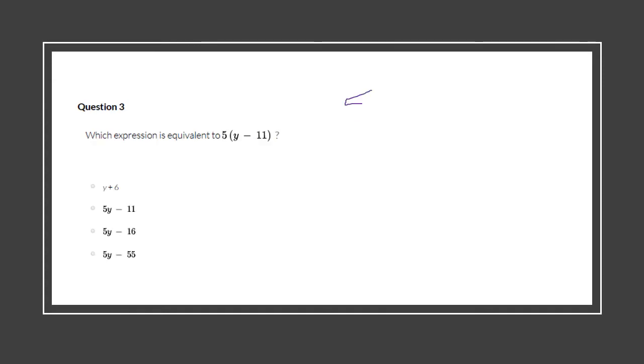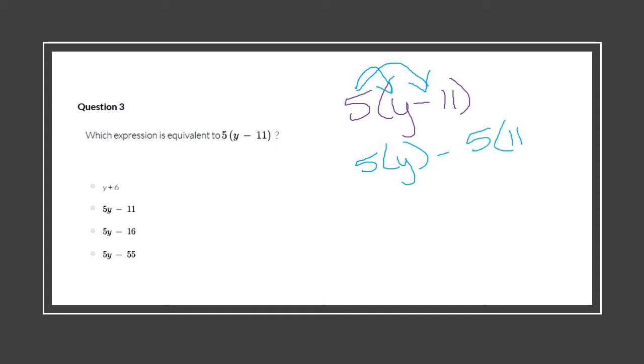Number 3. Which expression is equivalent to 5 times the difference of y and 11? So I'm going to hand all that out. 5 times y. Bring down the sign, the minus sign. 5 times 11. So I've got 5y minus 5 times 11 is 55. So I have that in my answers.